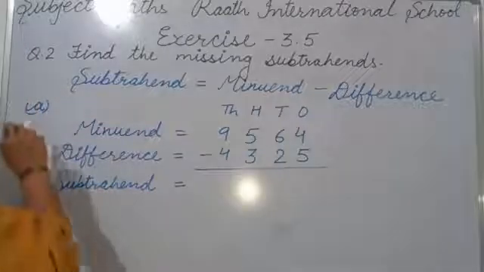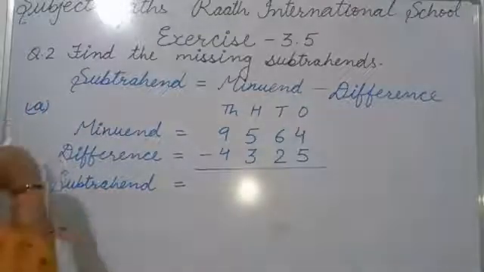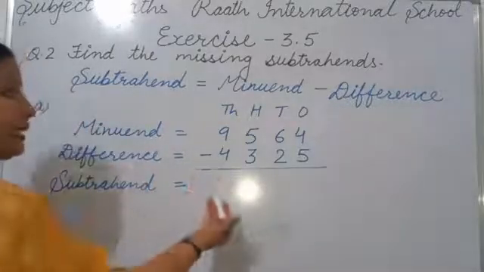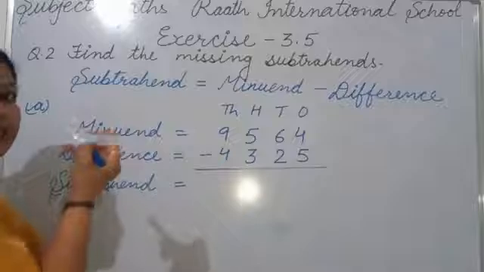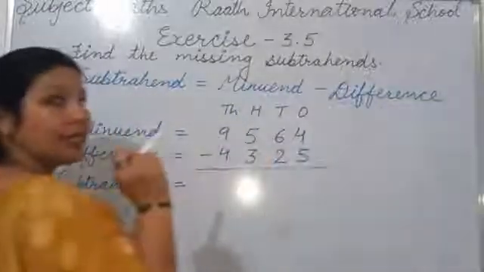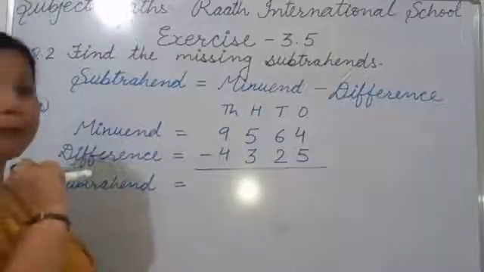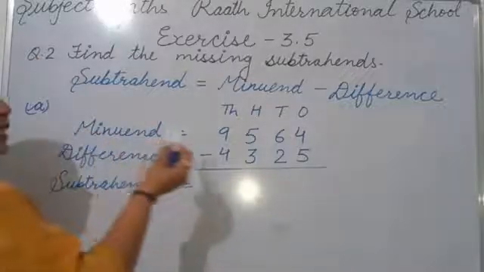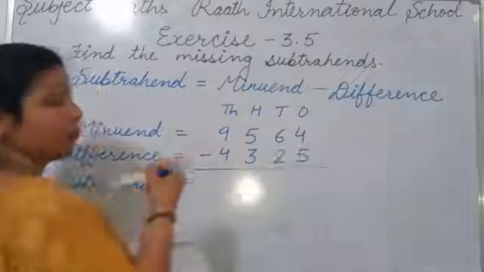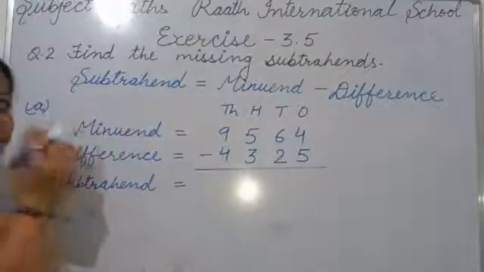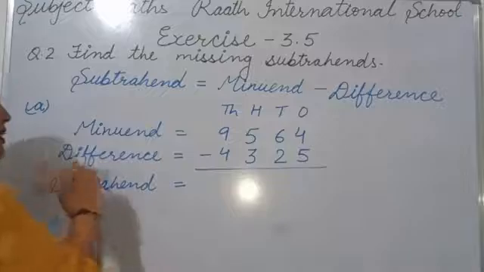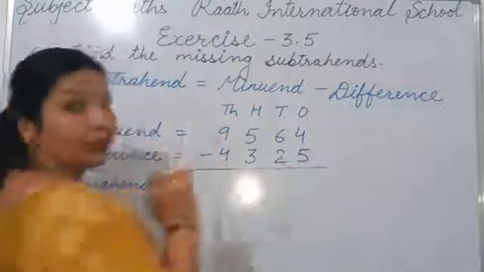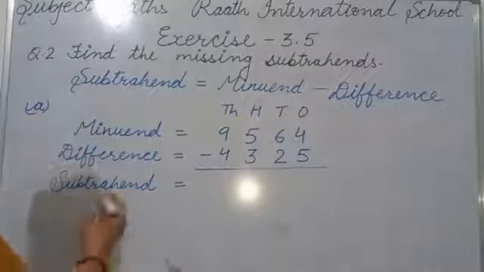Okay. So now here is part A. In the book, the minuend is given and downside the difference is given, and you have to find the subtrahend. At the place of the subtrahend there is a blank. But we will write it like this. Minuend equals 9564. Then in the book the difference is given: 4325.